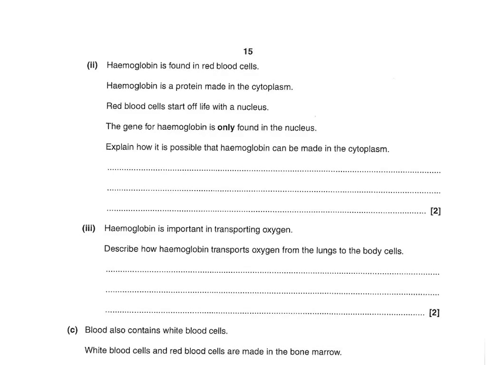Hemoglobin is found in red blood cells. Hemoglobin is a protein made in the cytoplasm. Red blood cells start off life with a nucleus. The gene for hemoglobin is only found in the nucleus. Explain how it's possible that hemoglobin can be made in the cytoplasm.